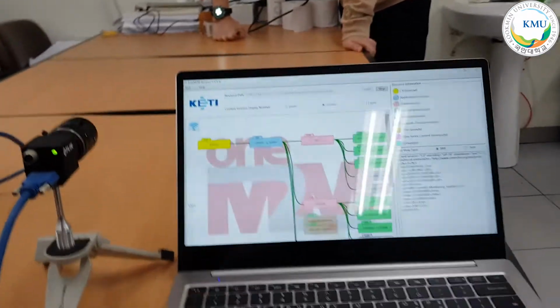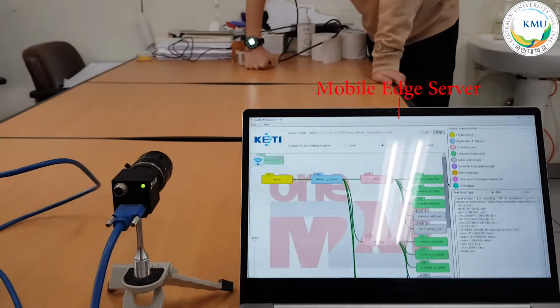We use one server to store real-time medical data from receiver.